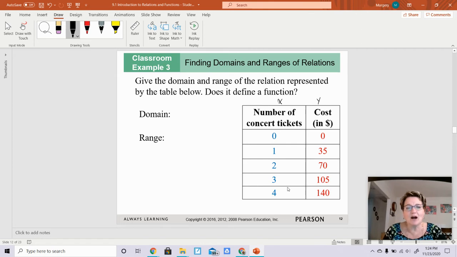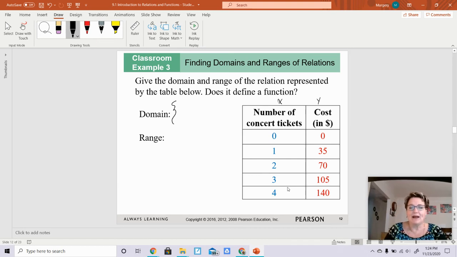So for the number of concert tickets, depending on how many you buy, the cost is going to go up if you buy more tickets. So the independent variable is your number of concert tickets. The more you buy, the more you have to spend.